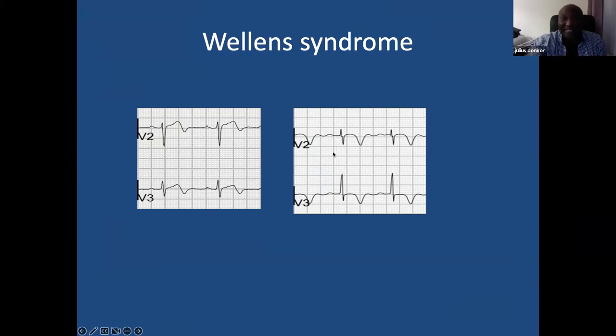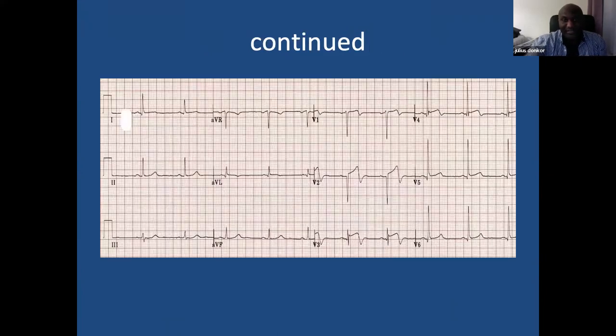So this is your LAD block as well. Watch out for that. This is a really good example on a 12-lead ECG of what it looks like. You can see that biphasic T wave, like ST elevation with T wave inversion in V2, and it extends into V4. So Wellens syndrome, proximal LAD lesion.